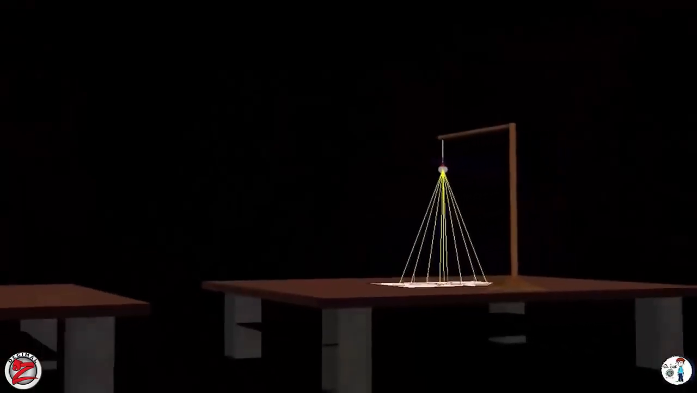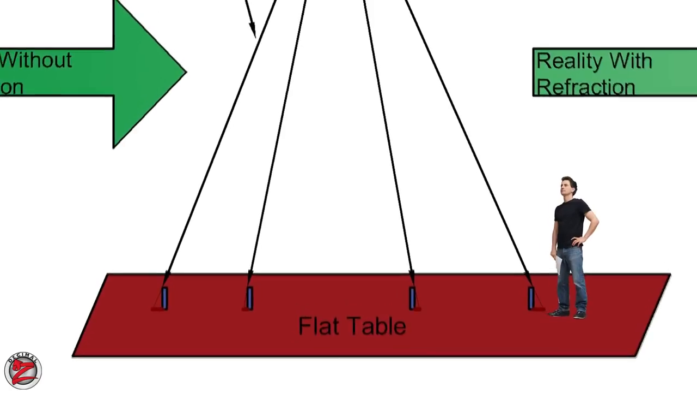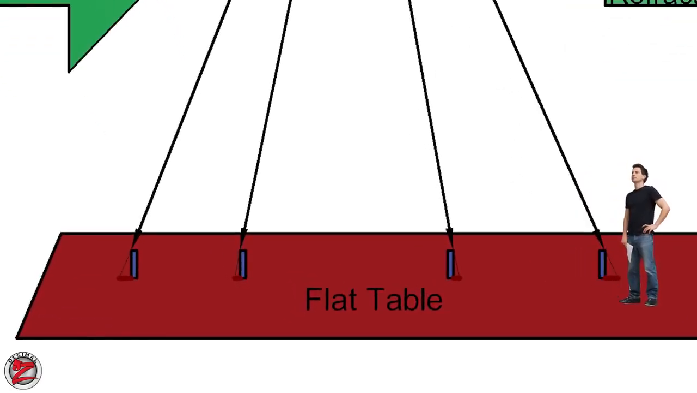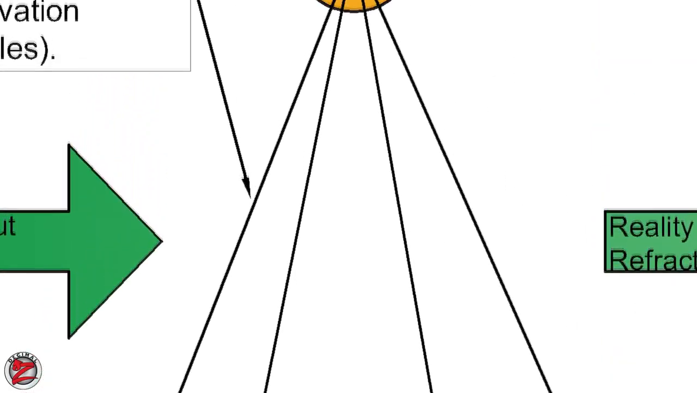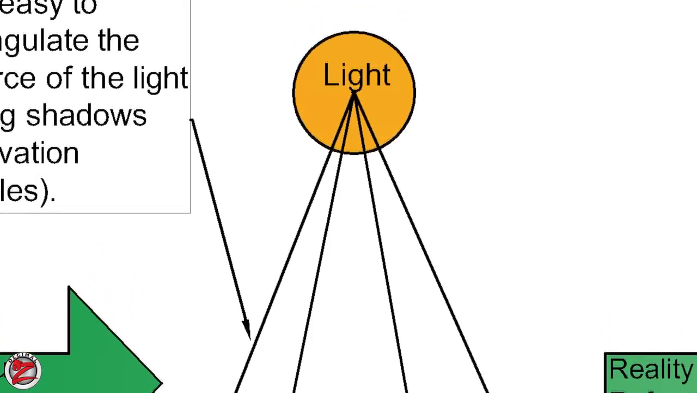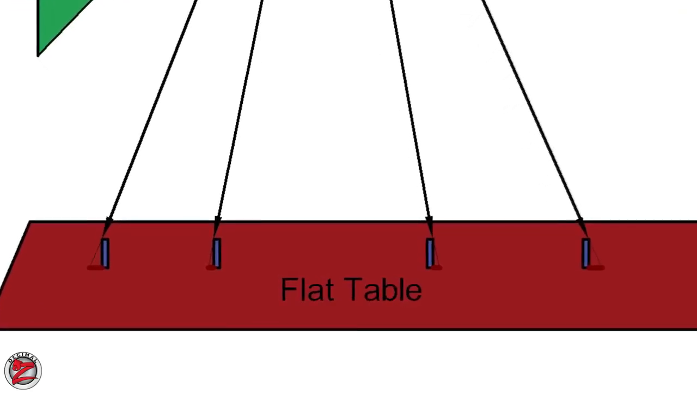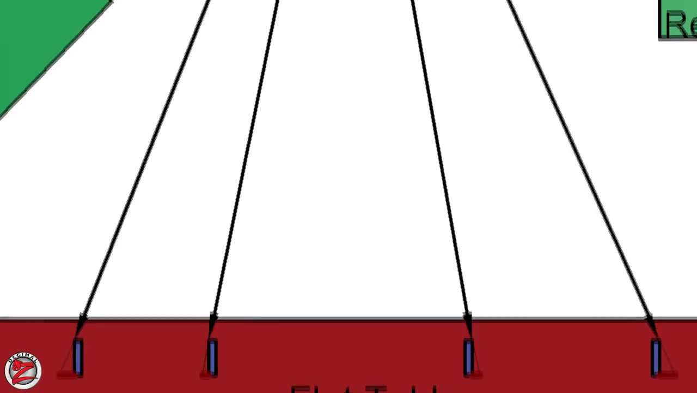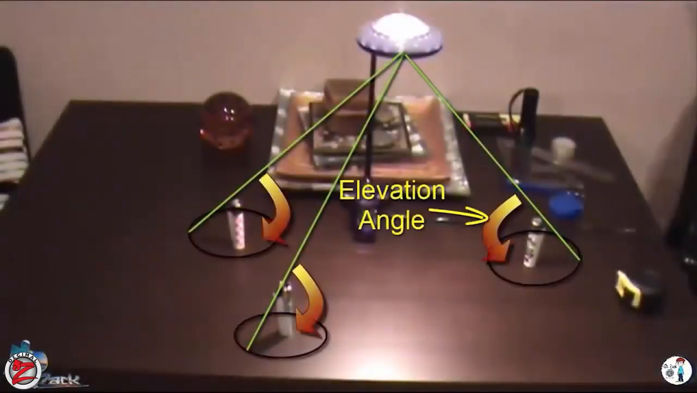Imagine that you are standing on a big flat table and they tell you that you have to know the shape of that table using the shadows or the elevation angles, but you have no idea how high the light is. You should be able to tell that the table is flat because wherever you go, all the shadows intersect in the center of the light and you get the same distances. And knowing the elevation angles and the distances between objects can help you know how far away the light is. It is that easy because in this case there is no refraction that affects the light rays.